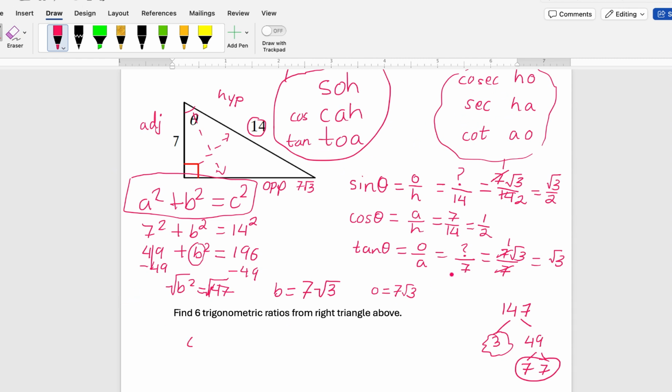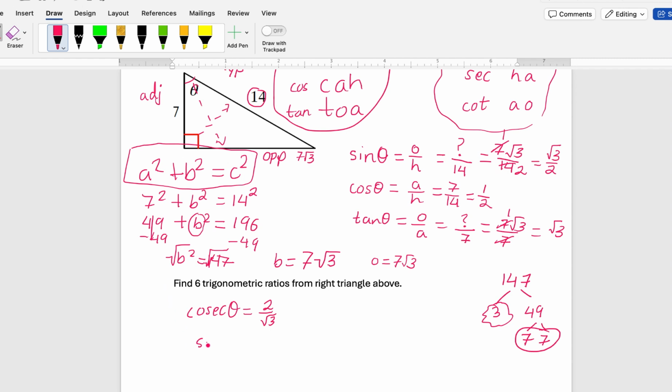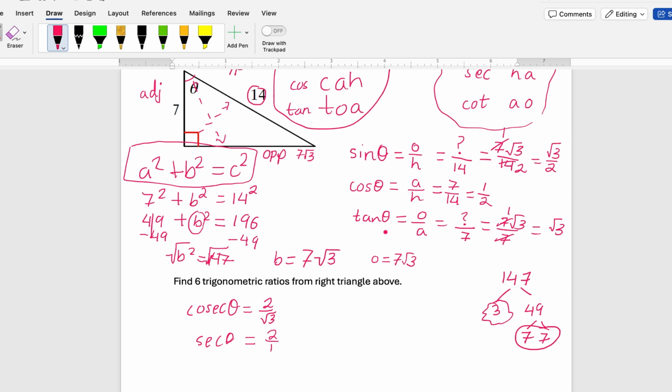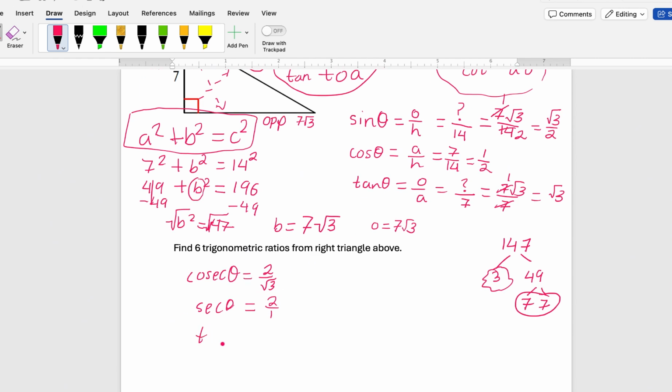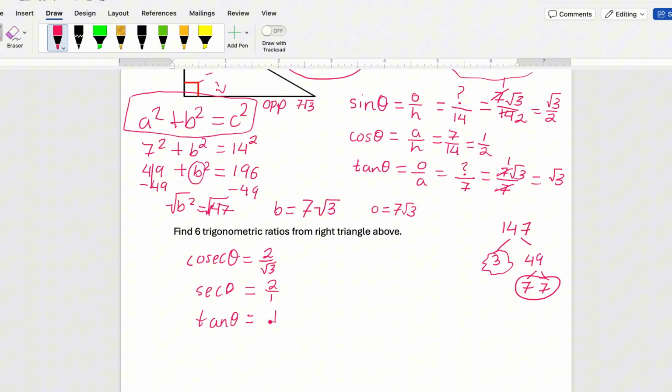So we're just going to reverse whatever we found over here. So cosecant of theta is going to be whatever your opposite and hypotenuse, it's just going to be flipped. So instead of root 3 over 2, it's going to be 2 over root 3. My secant is also going to get flipped. My secant is going to be the opposite of the cosine. So instead of 1 over 2, it's going to flip, which is 2 over 1. And my cotangent is also going to be, instead of root 3, 1 over root 3.